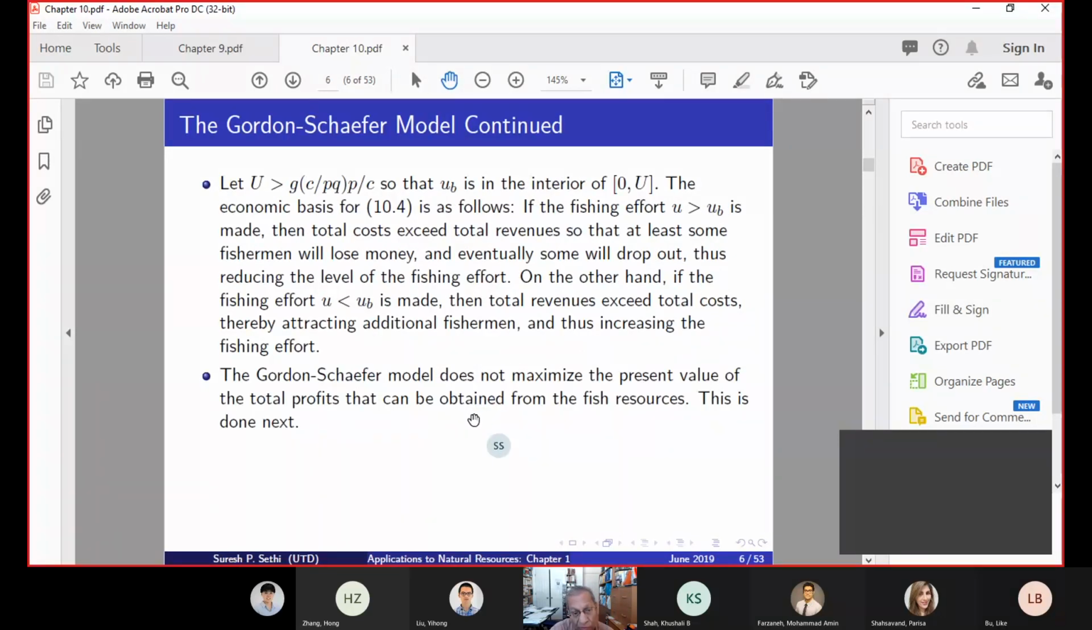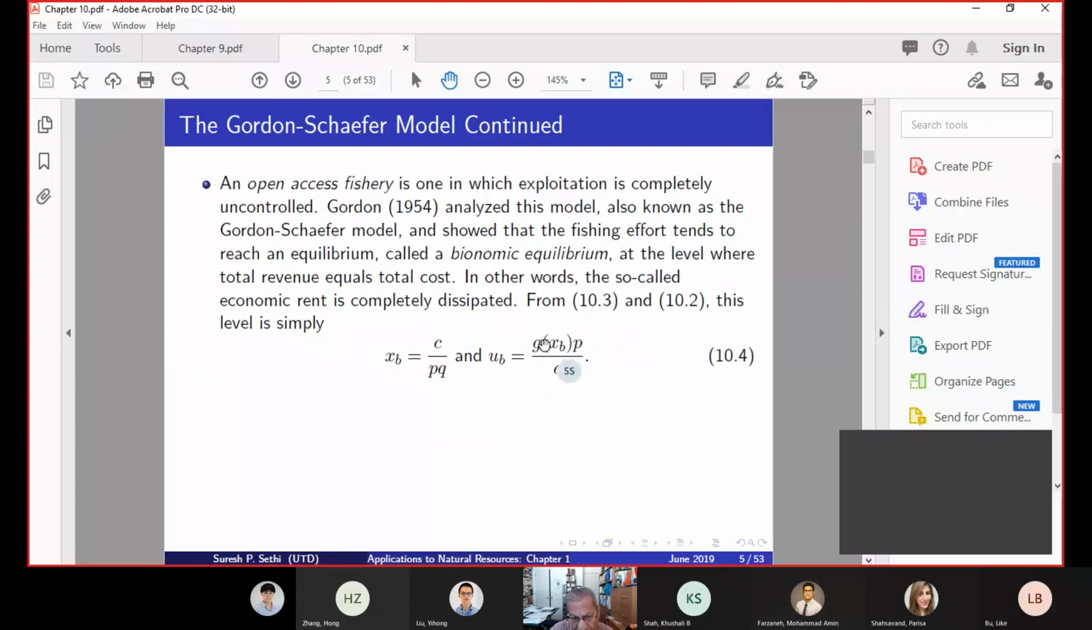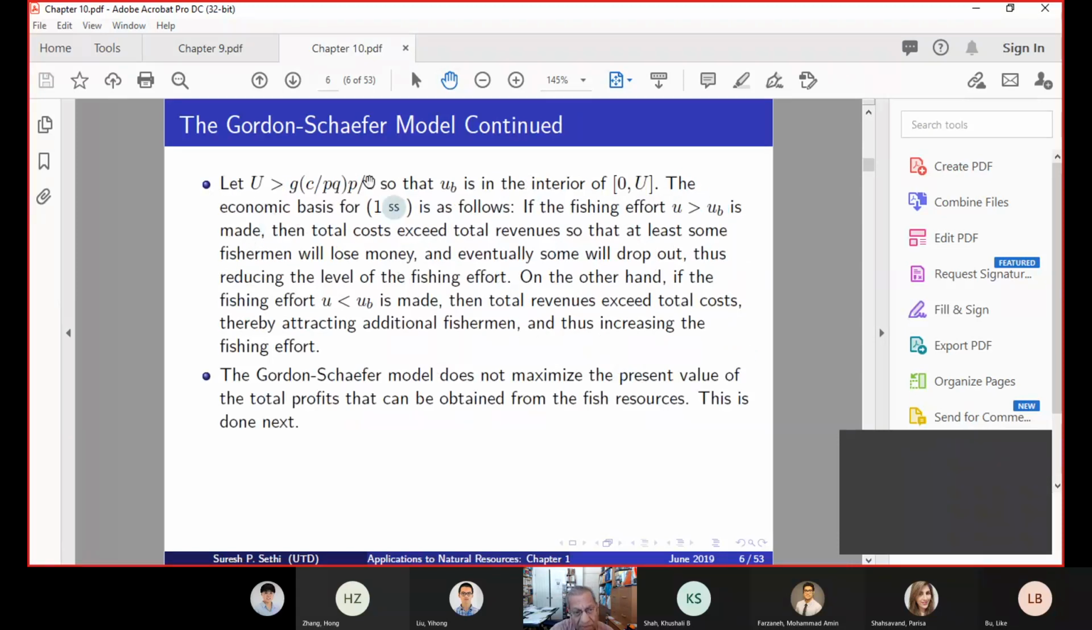So what we're now going to do is to develop a control model. Let's take U_B equal to this B divided by C, so instead of this X_B, you put C divided by PQ inside the G. Then you get U_B in terms of the parameters of the problem. But you want the maximum possible fishing effort to be bigger than that. For an optimal control to be defined, U_B should be in the interior of [0, U]. So minimum fishing is zero, maximum effort is U, and I would like my control to be between zero and U.